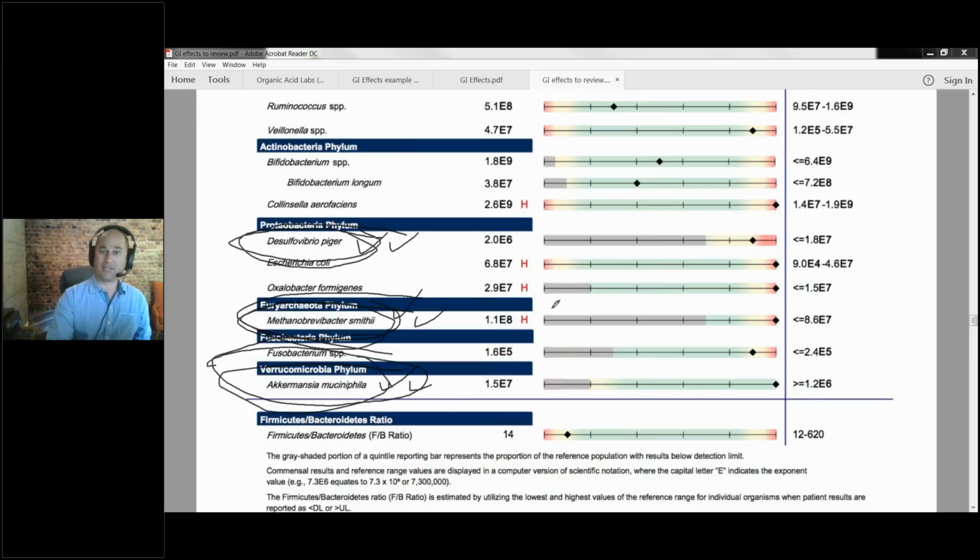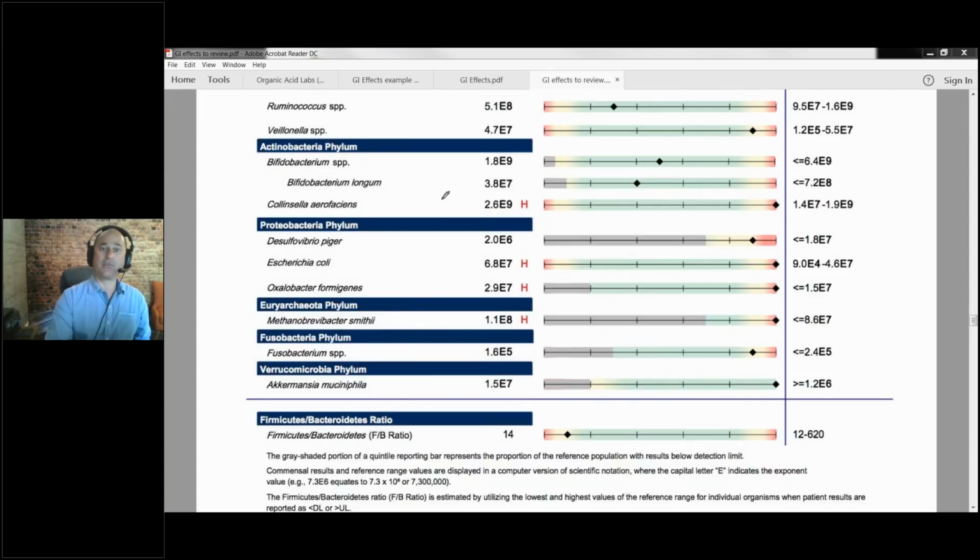Now, as you can see from this simple example here, this person has a high level of M. smithii. They have, let's see, a normal level of the Akkermansia. So you'll very rarely see all 3 of these lined up properly, okay? But anyway, so those are things to screen for.